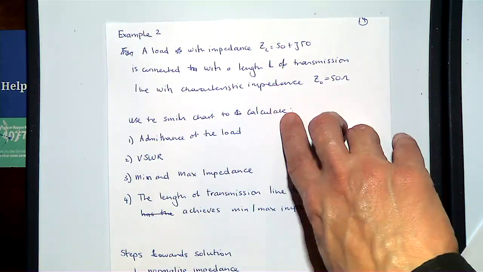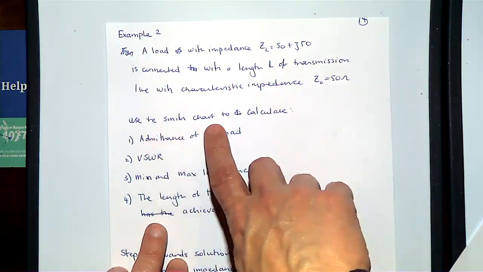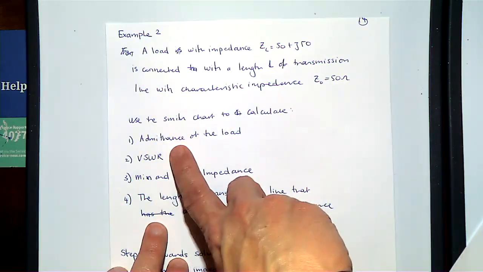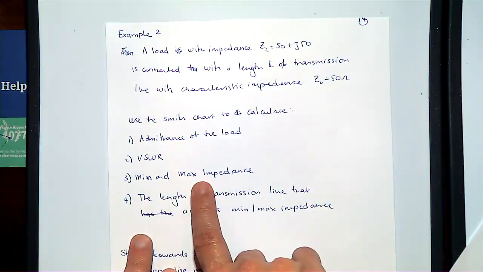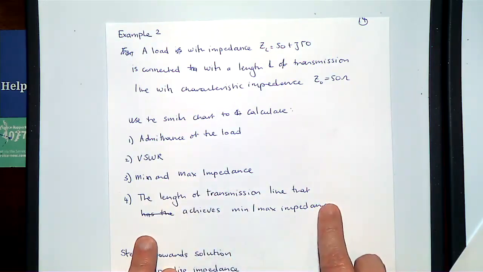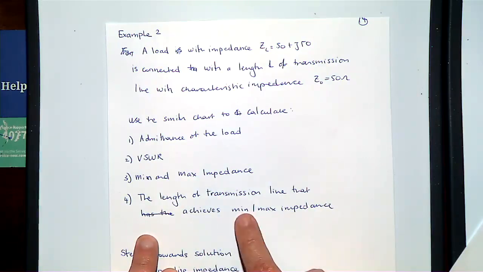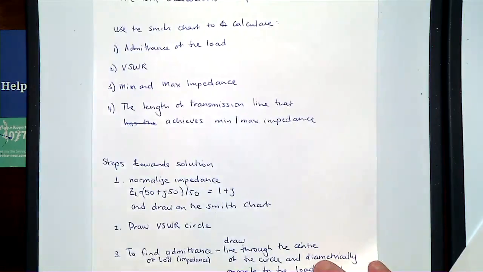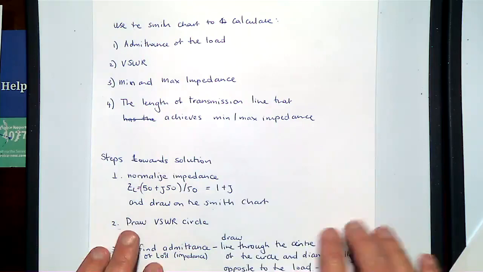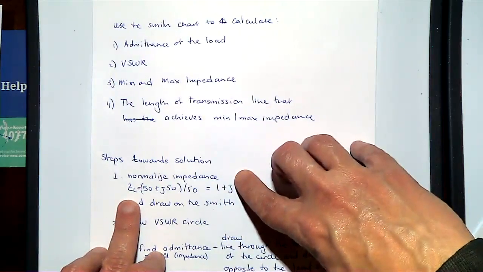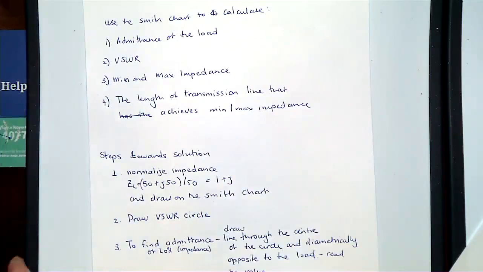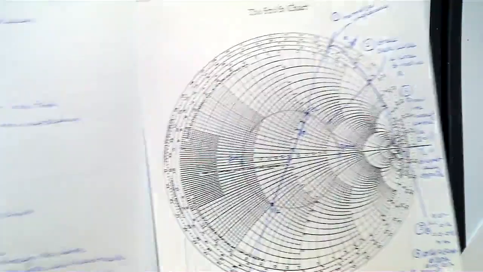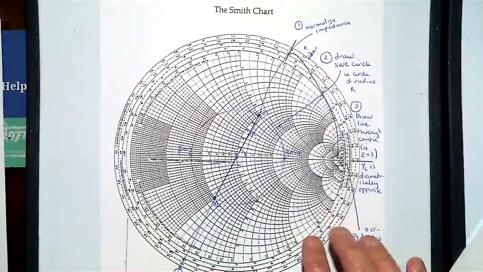I want to work out, using the Smith chart, the admittance of the load, the voltage standing wave ratio, the min and max impedance, and the length of transmission line that achieves the min or max impedance. Okay, so remember, step number 1 was we have to normalise to the characteristic impedance. So we go 1 plus J in this particular case. So 1 plus J, let's draw again 1 plus J.